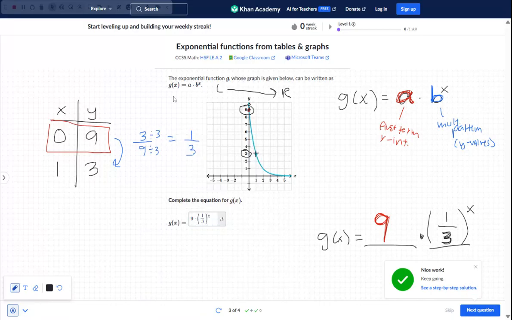All right, so I did an example of the table. We did one from the graph. Go ahead and try the remaining problems on your own.